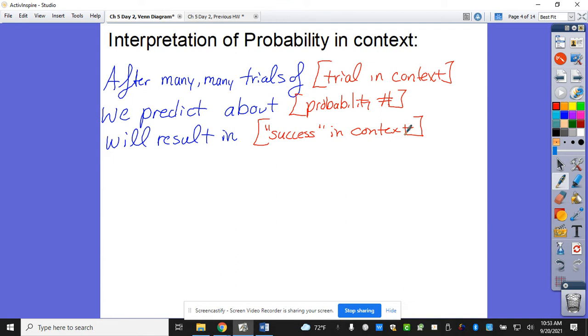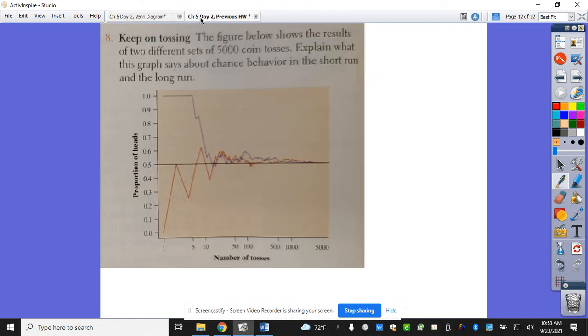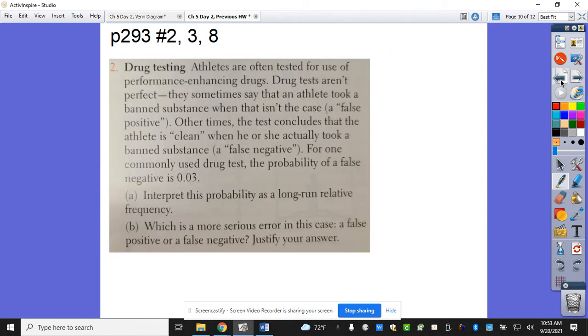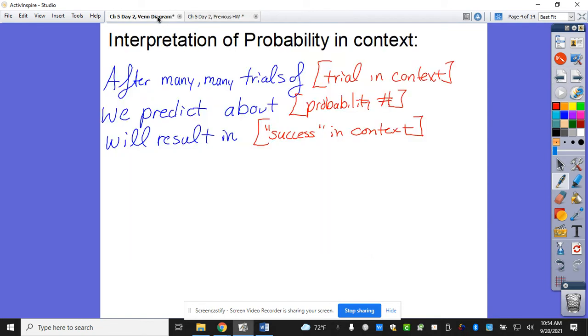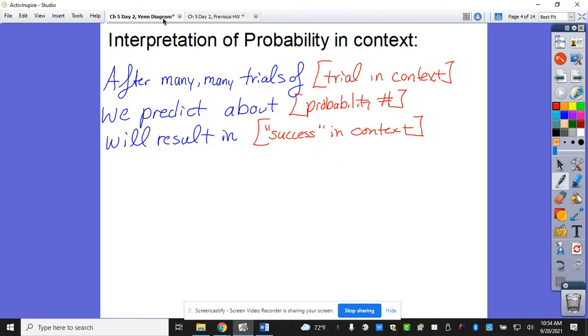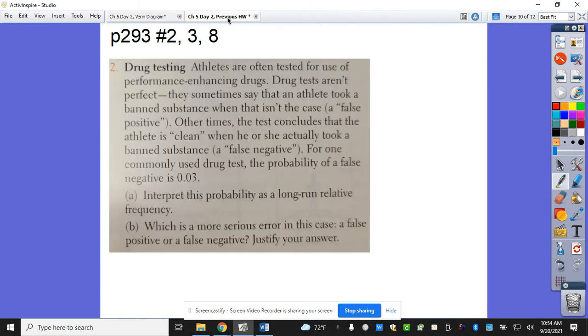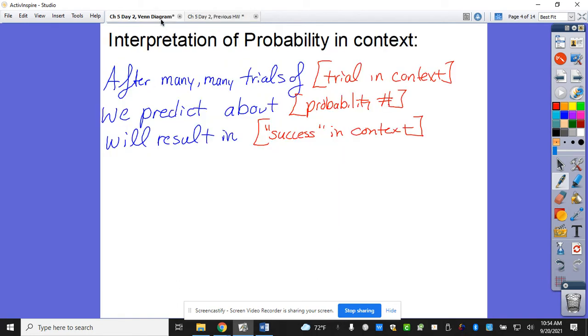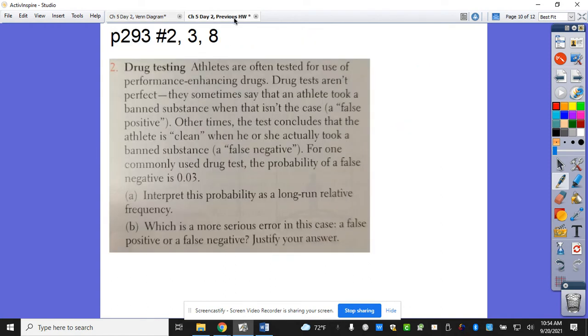So if I went back to our homework, this is probably about drug testing now. So filling this one in, I would say after many, many trials of what? Drug tests, athlete drug tests for performance enhancing. We predict about 0.03 will result in a false negative. So that's what you're doing here.